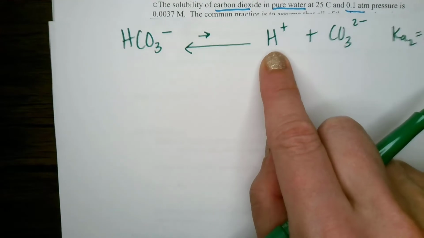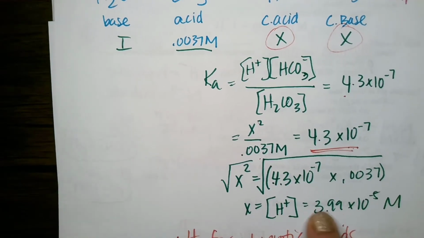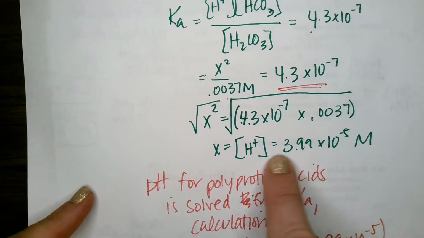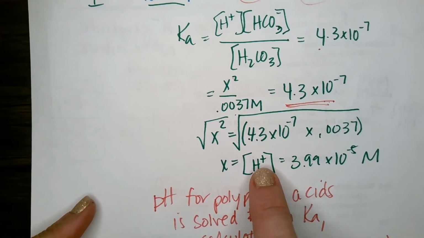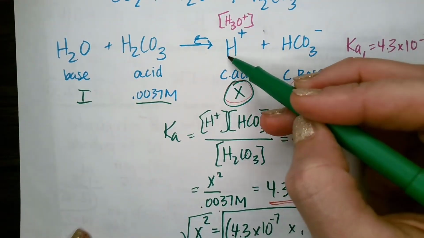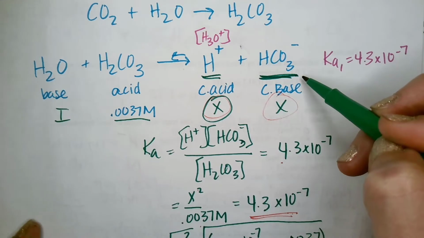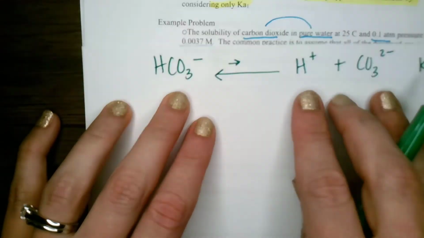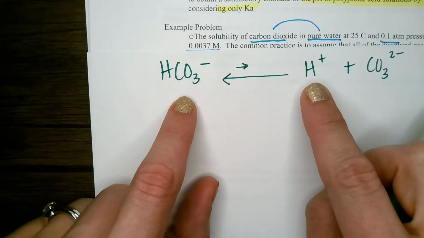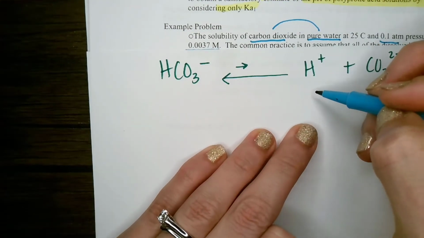So now let's look at what we know. We solved from our last problem what H plus was. We solved for H plus, which was equal to 3.99 times 10 to the negative 5th, and that was our X. X was our H plus, and it also was our HCO3 minus. So in this problem, we know our H and we know our HCO3 minus.